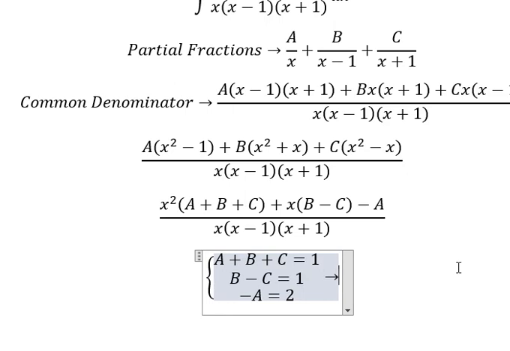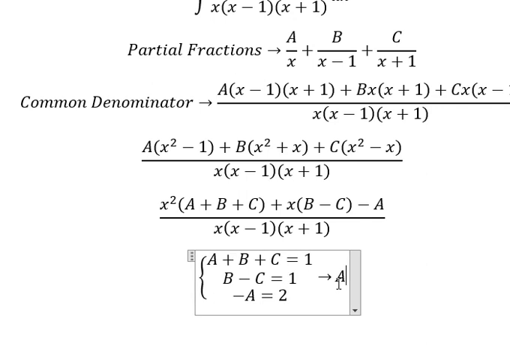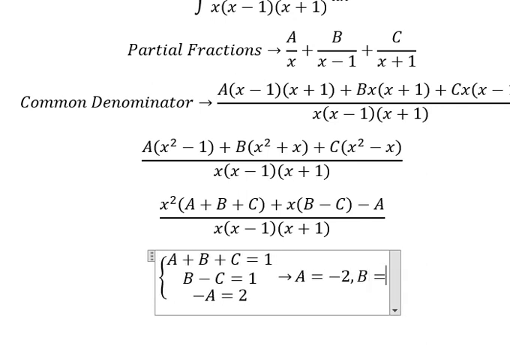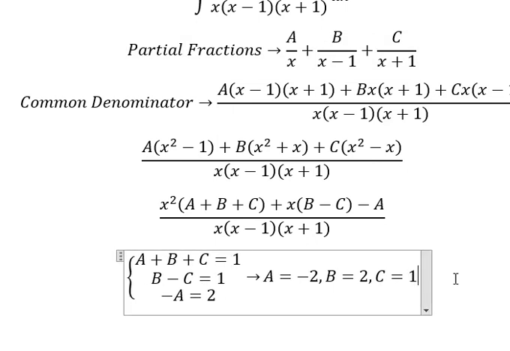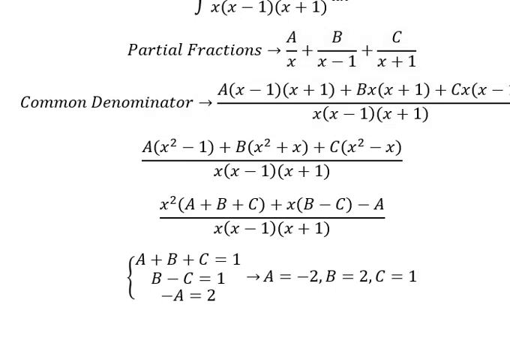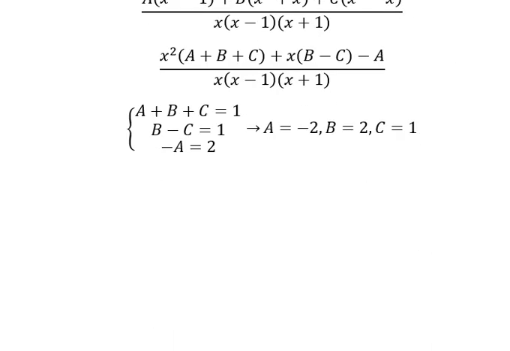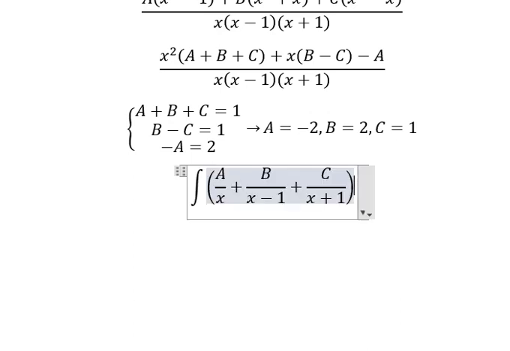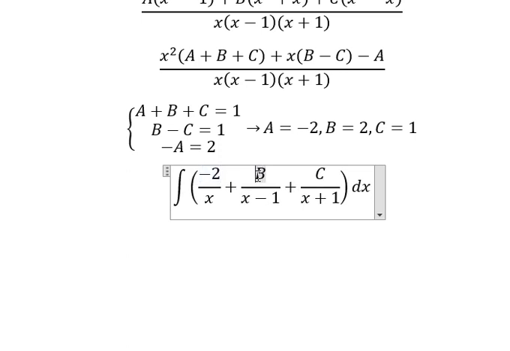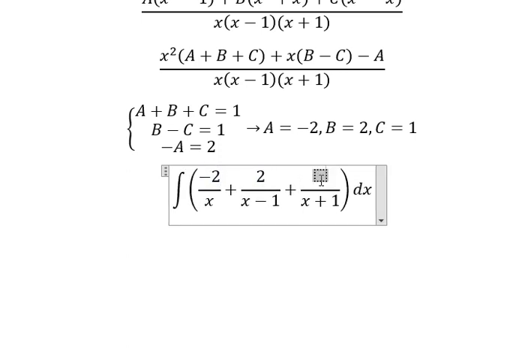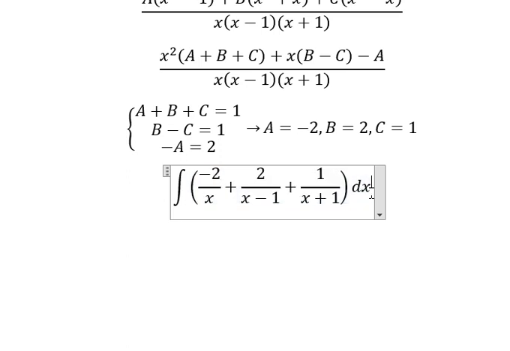And now we need to find the solutions of A, B, C. So A equals negative number 2, B equals number 2, C equals number 1. So we put A, B, C in here. So this one we have negative number 2, positive number 2, and number 1. And now we have the final answer.